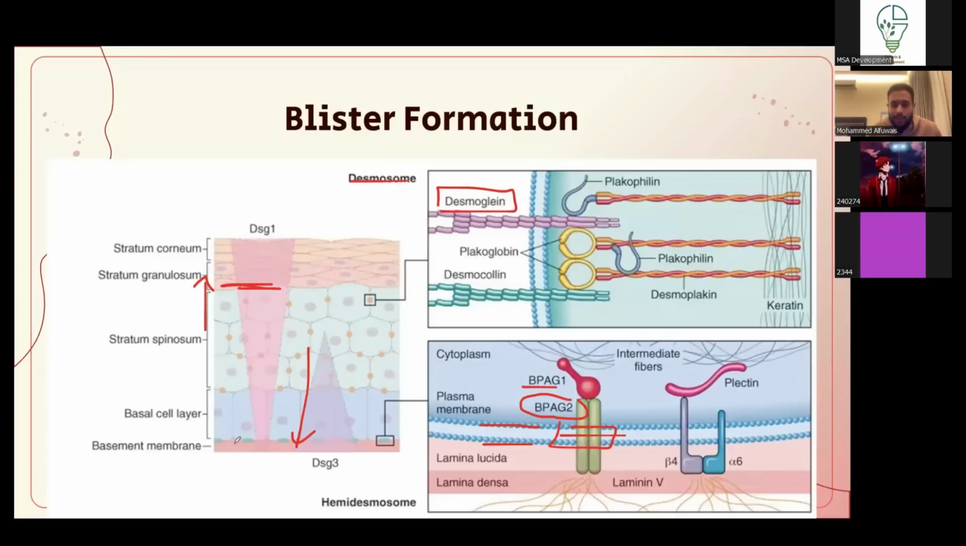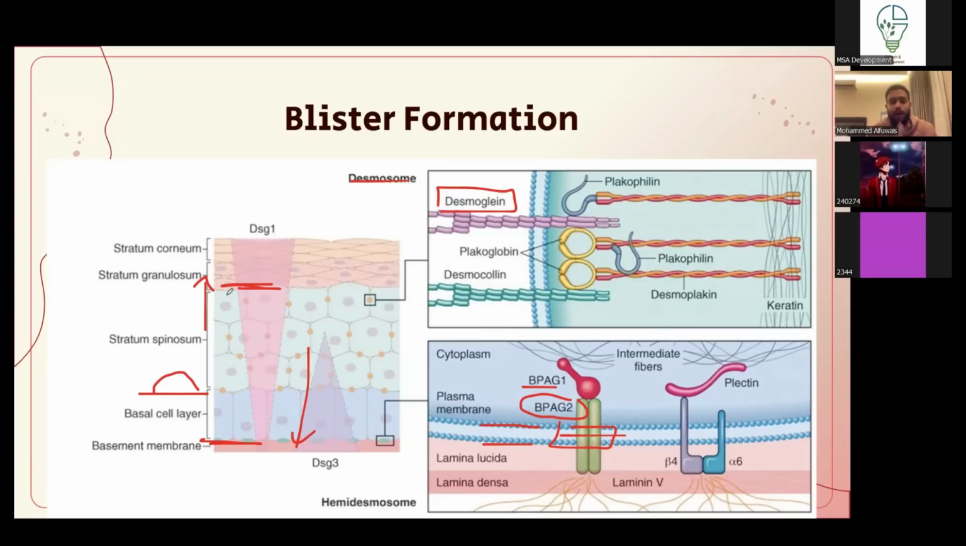If the blister involves the hemidesmosomes, what's going to be covering the entire blister? The entire epidermis. So will it separate? Will it be easy to rupture? No, because it has an entire epidermis covering it. However, if it's affecting desmosomes and you have acantholysis, is there really anything covering the blister? Not really, so it will be easily ruptured. That's how these two present.